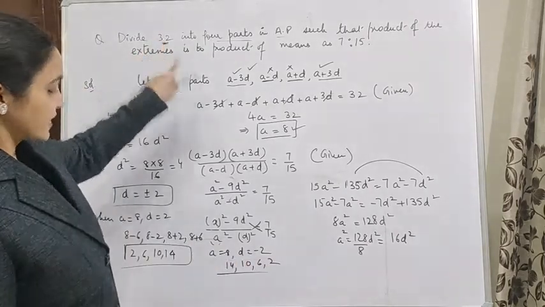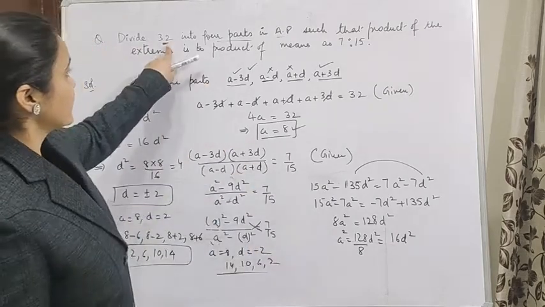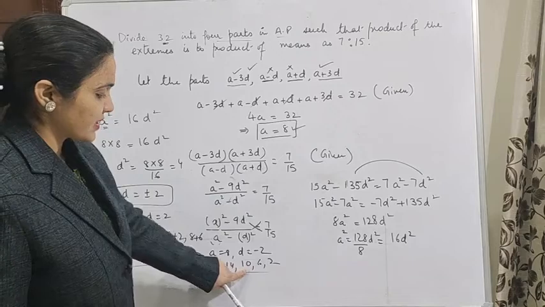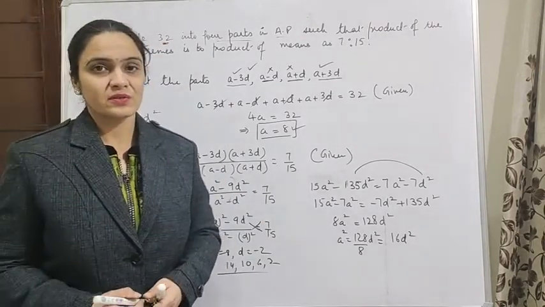Let us now sum these. So 14 plus 10 plus 8 is 32. 24 plus 8 is 32. So this is all about the solution.